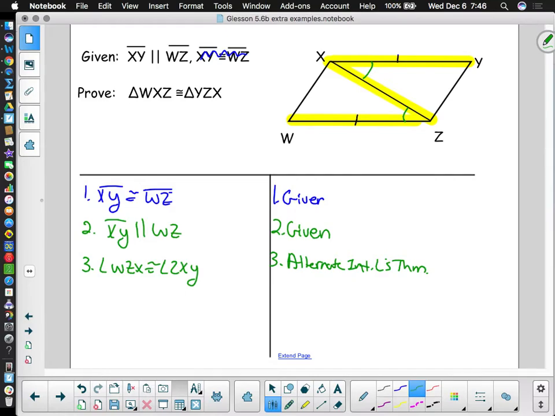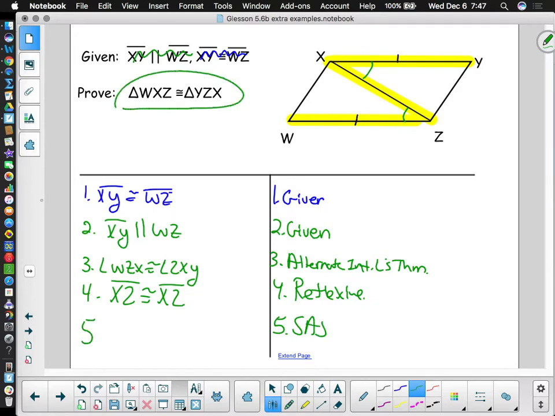And what was the other thing we said we needed to do that we were probably going to use from the picture? The shared side. Oh, yeah. Because we're done with our givens, so you have to go to our picture, which is shared side. XZ is congruent to XZ, reflexive. And we said, yep, that's enough. We're going to have side angle side. Oh, I got to make sure I name it in corresponding order. Fortunately, we're given corresponding order right there, so I just copy it to avoid making mistakes. Boom.